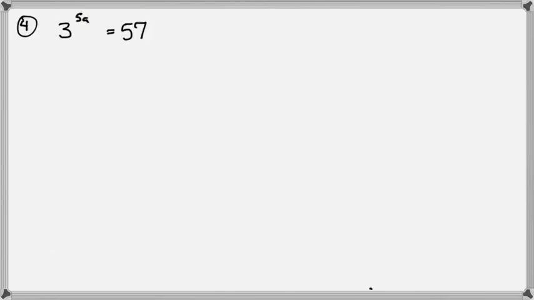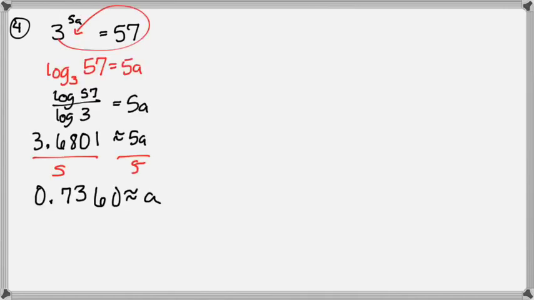I want y'all to work number 4 on your own. 3 to the 5a is equal to 57. So you should have ended up with approximately 0.7360.